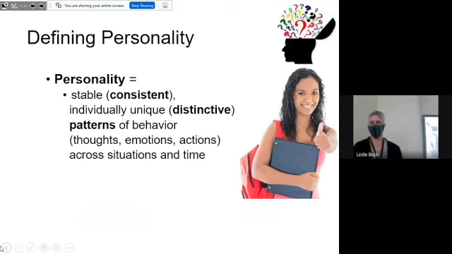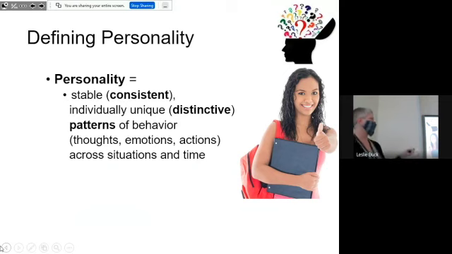But the core of what personality is, it's a pattern of behavior. And that behavior includes how you think, how you emotionally respond to the world, and how you act in an observable way. I can see your actions and your behaviors. So it's this stable, unique pattern of behavior across situations and time once developed.